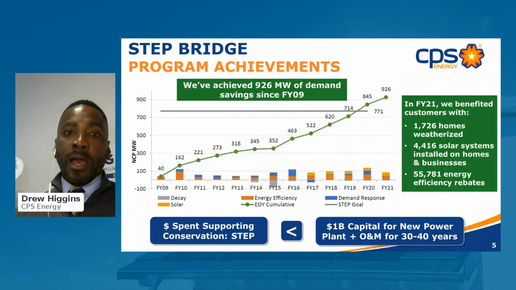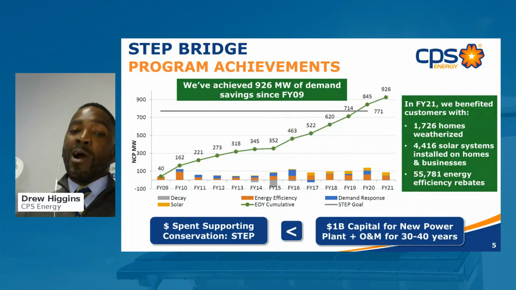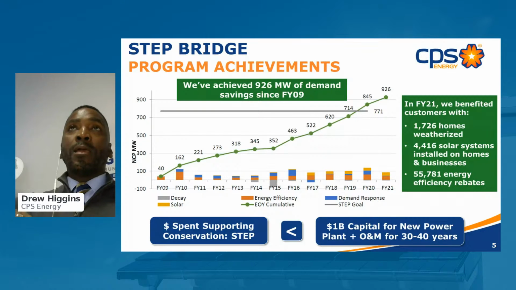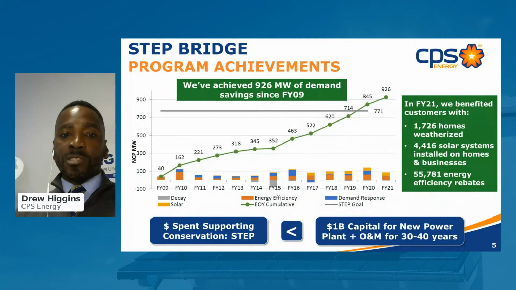How much of an unmitigated success? Well, the numbers kind of speak for themselves, but I'll echo them to make sure everyone hears. 926 megawatts accomplished since fiscal year 09, nearly 2,000 homes weatherized, and we're going to get into why that's so important, and why having programs that are nimble really helps with the changing future. Nearly 4,500 solar systems installed, and over 55,000 energy efficiency rebates distributed, which is just incredible.